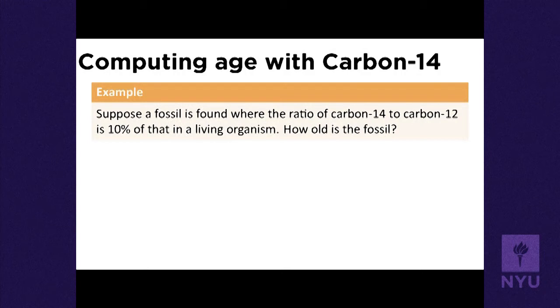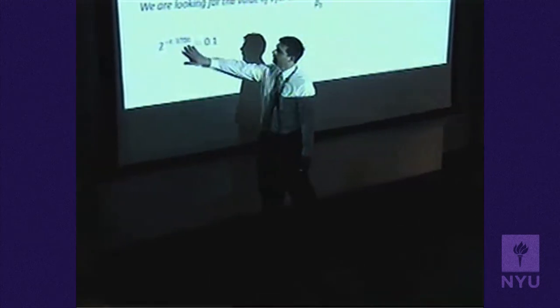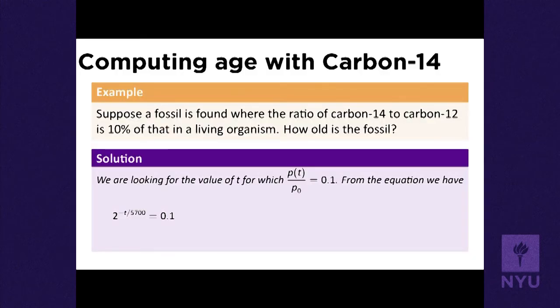So how long ago did it go into the ground? The ratio of carbon-14 to carbon-12 is 10% what it was when it was alive. So we're looking for the value of t for which p of t divided by p0 is 0.1. I don't know what p of 0 was, but I know that it's 10% now of what it was before. So from the equation, we've got 2 to the minus t over 5700 equals 0.1, and we just need to solve this for t.